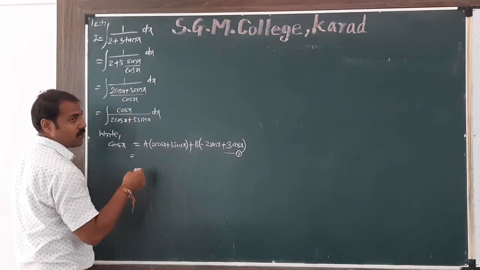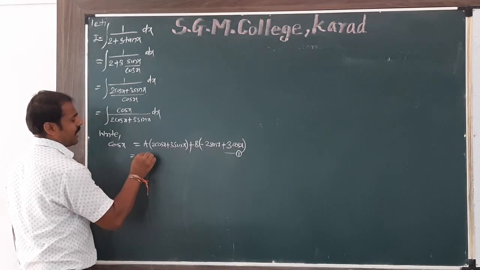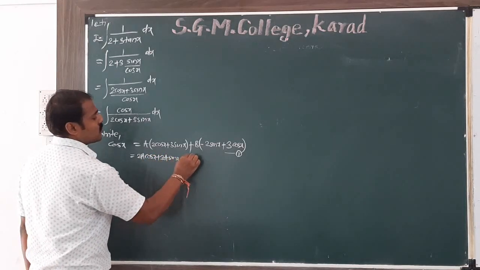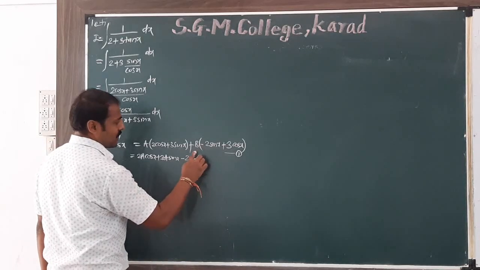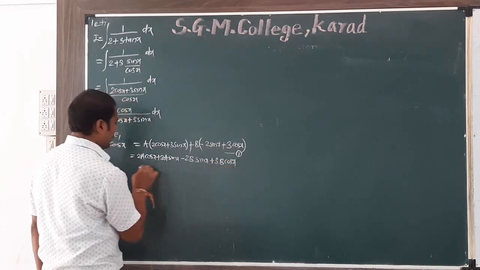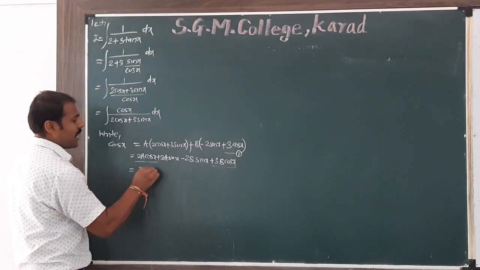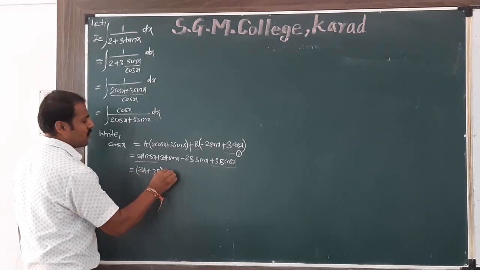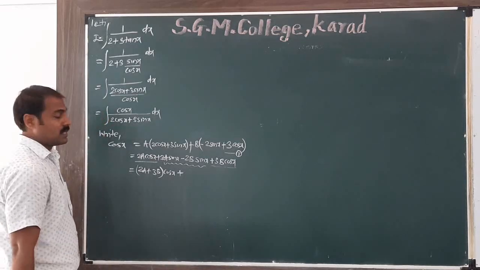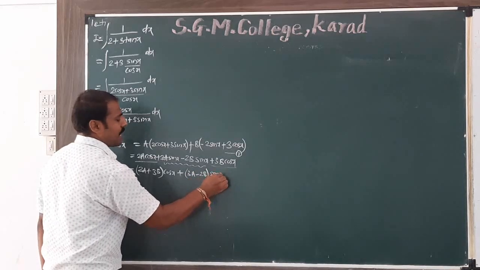Now we are finding the values of a and b. On multiplying by a, we get 2a cos x plus 3a sin x minus 2b sin x plus 3b cos x. Taking cos x common from first and last, so (2a plus 3b) into cos x, plus, and taking sin x common from middle two terms, (3a minus 2b) into sin x.